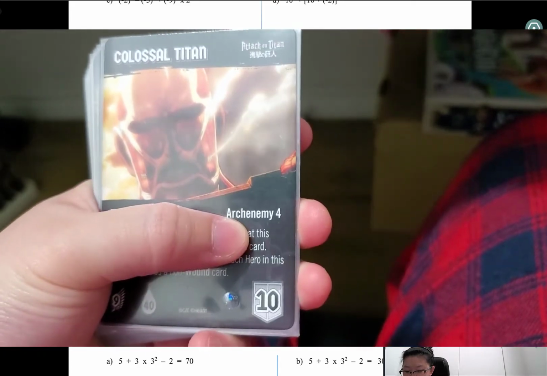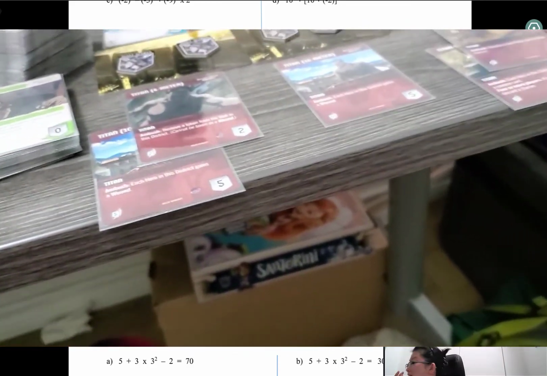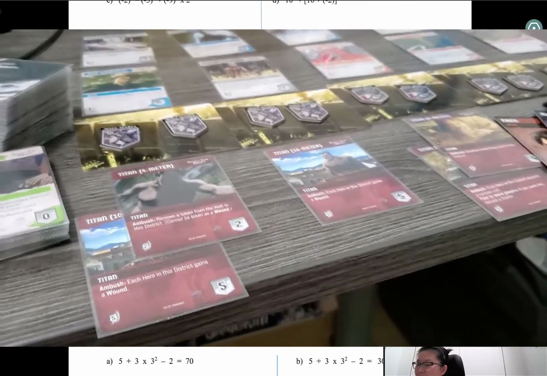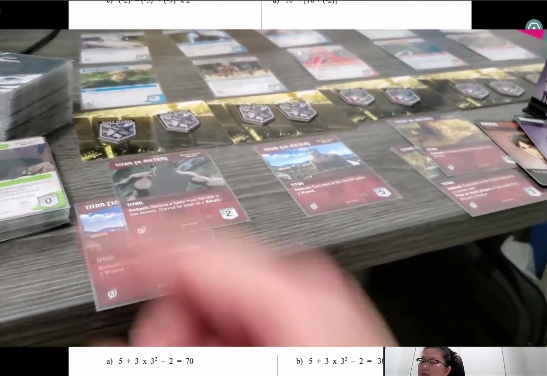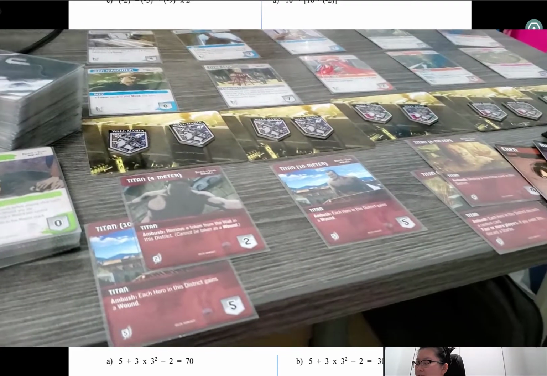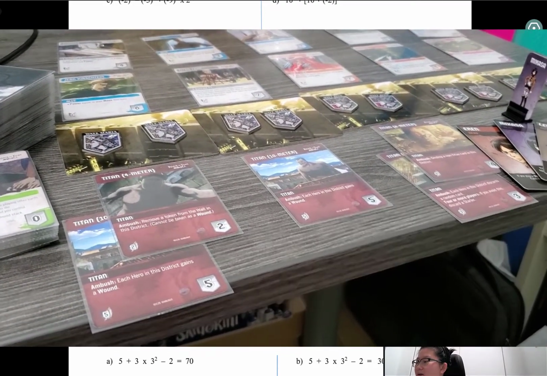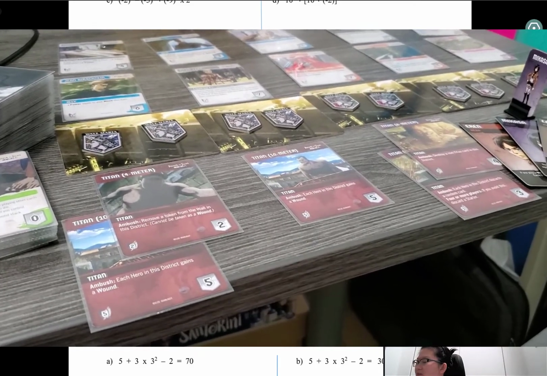After we defeat the arch enemy 4, which is the biggest Titan, I guess, in the game, then the protagonists win. Okay, so that's how the game is won. Once these guys come out, yes, they wreak havoc, but after we defeat them, then it becomes clear. It becomes more peaceful.